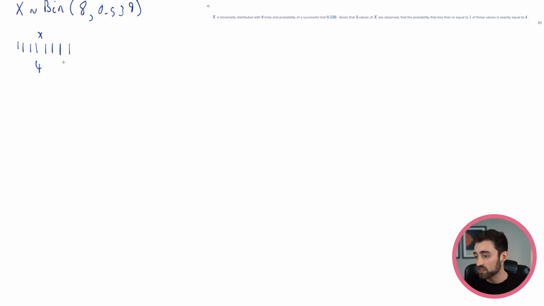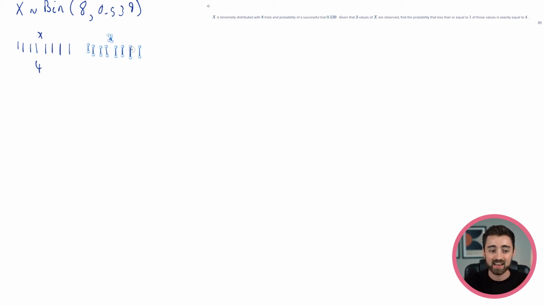So then what happens? It says, given that 3 values of X are observed. So this is where I want to stop. Given that 3 values of X are observed. So this right here, X, as we know, if I run the X experiment, I do 8 trials. But then it says 3 values of X are observed. So what's actually going on is we're going to have a binomial inside another binomial here, and this is the trick that you really need to get, because what's going to happen is I do my X with my 8 trials.